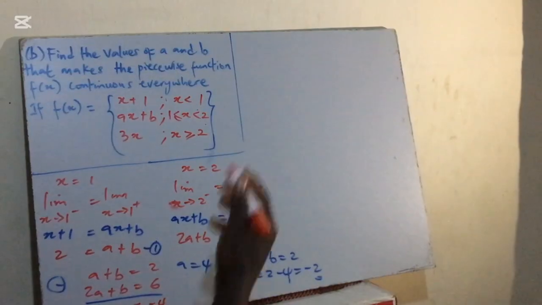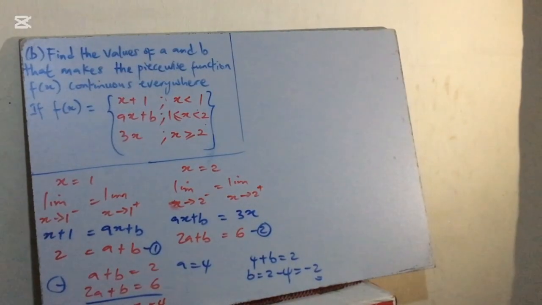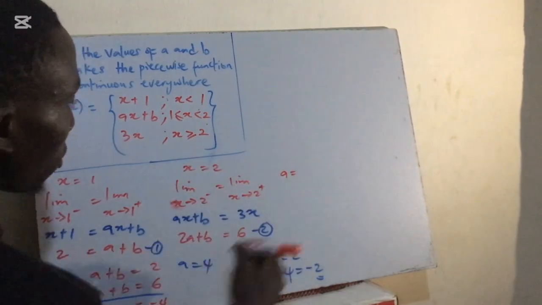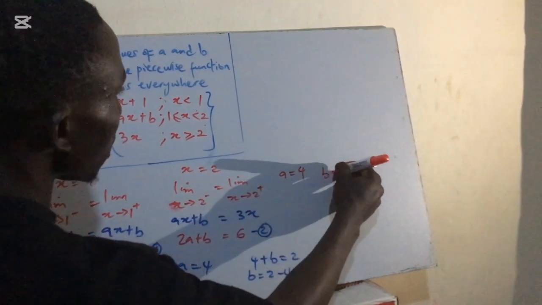So the reason why the first one was lengthy was because I was explaining the steps. But this now, since we are familiar, we know better. So our a is what? 4 and our b is minus 2.